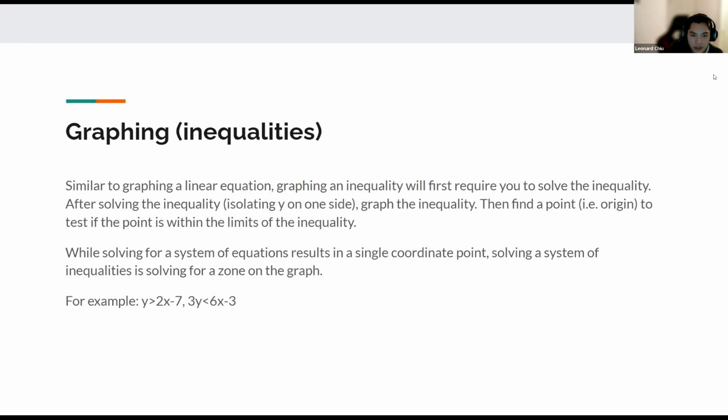And when you're solving a system of equations, it results in a single coordinate point. For example, 1, 1, 2, 16, a single point. But when you solve inequalities, it's for a zone on a graph. Let's do an example to show my point. So we're going to do this example right here: y is greater than 2x minus 7, and then 3y is less than 6x minus 3.